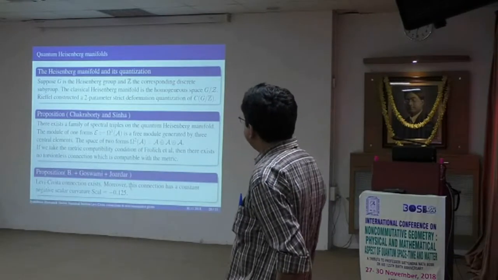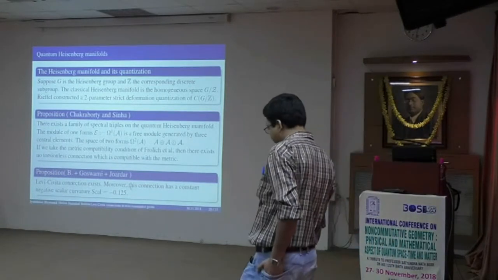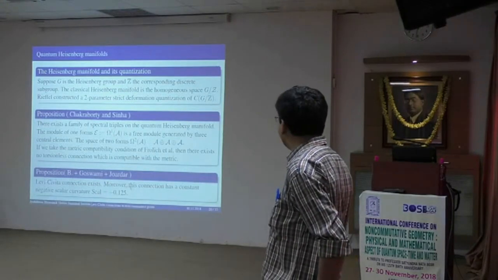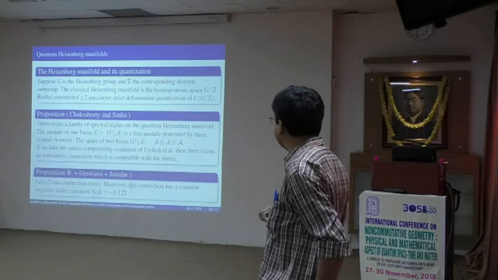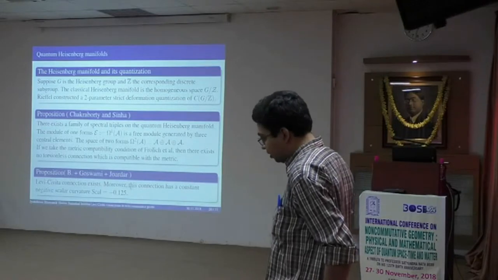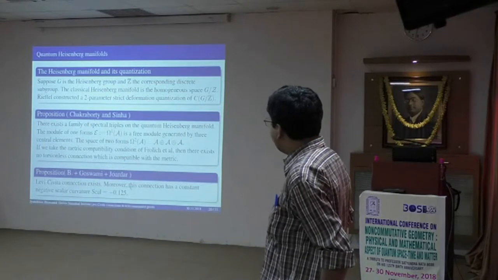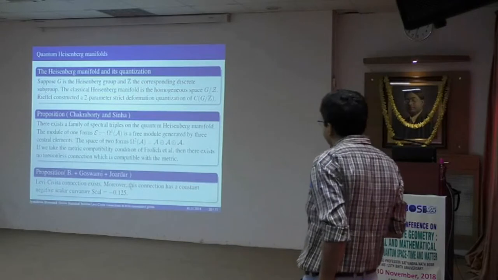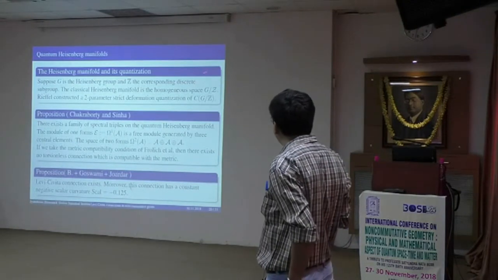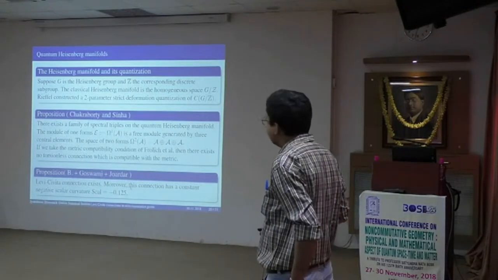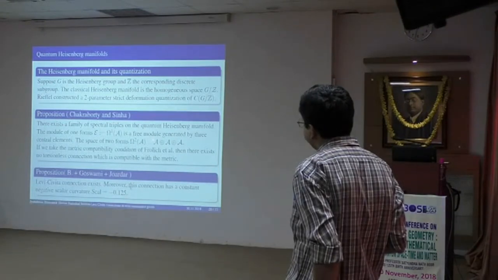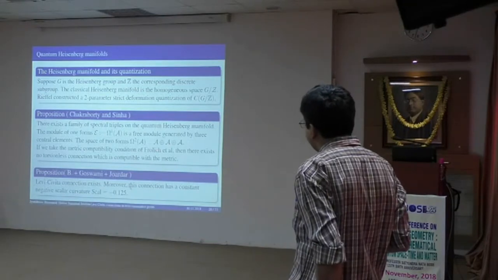Okay, so the second example is the quantum Heisenberg manifold. So this is a deformation quantization of the homogeneous space G by Z, where G is the three-dimensional Heisenberg group and Z is the canonical discrete subgroup. So Chakraborty and Sinha quite a long time ago had produced a family of spectral triples on A. So here A is the quantized version of C of G by Z. They had also proved that the space of one forms is a free module, and the space of two forms is also like this.